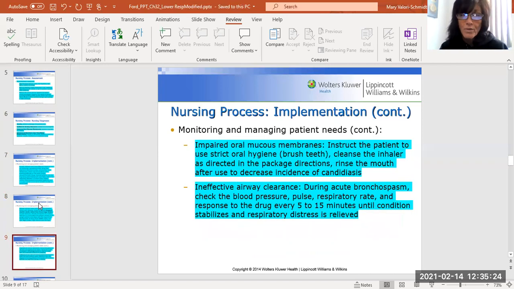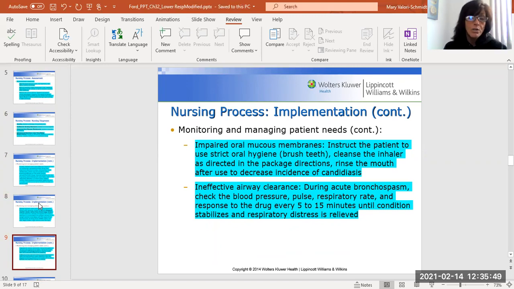And then impaired oral mucous membranes. Everybody should always be brushing their teeth. So if you ever see a question and one of the answers is, temporarily don't brush your teeth, you would never not brush your teeth, right? They should be using very good oral hygiene, brushing their teeth, cleaning the inhalers, right? And rinsing their mouth to decrease the incidence of candidiasis.